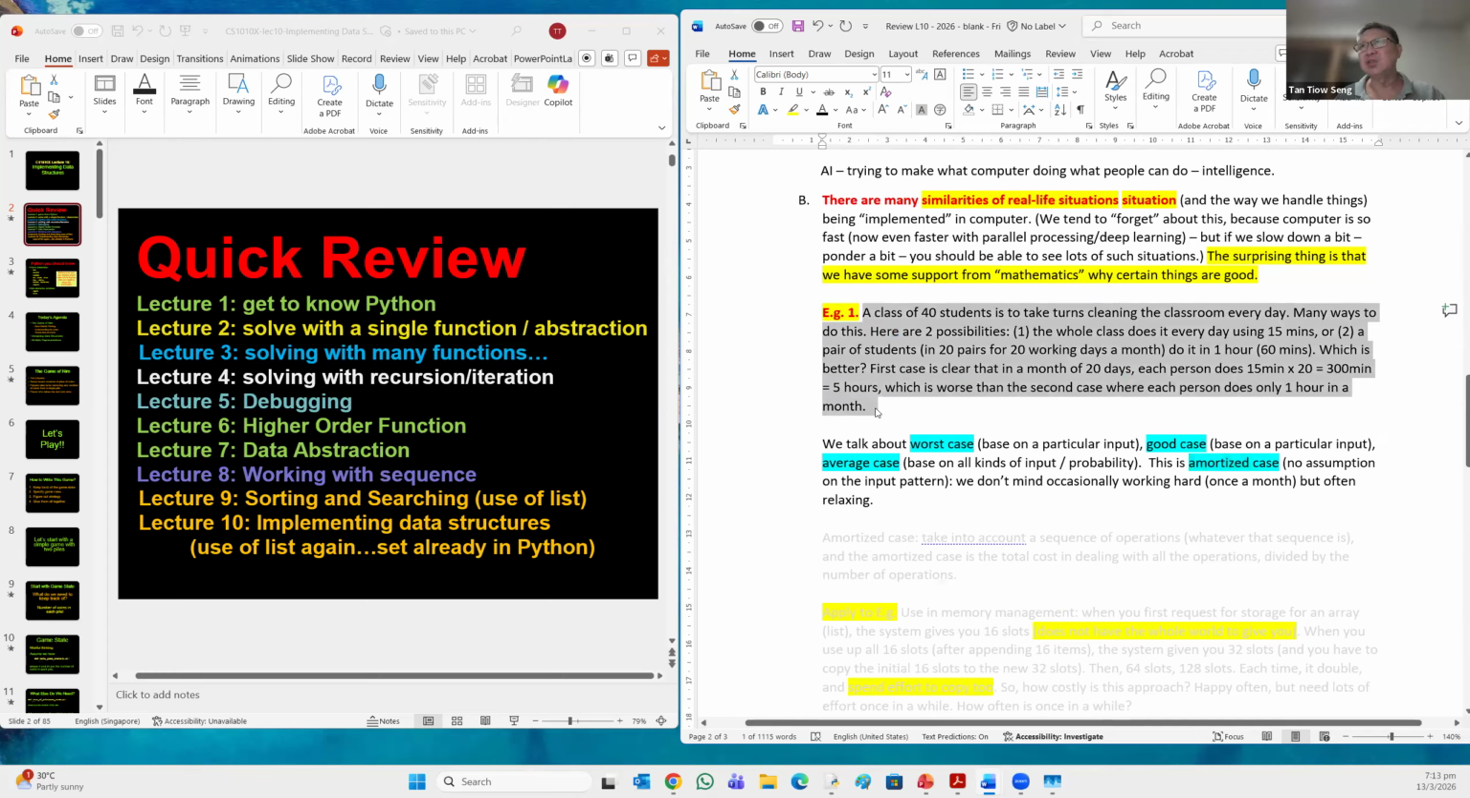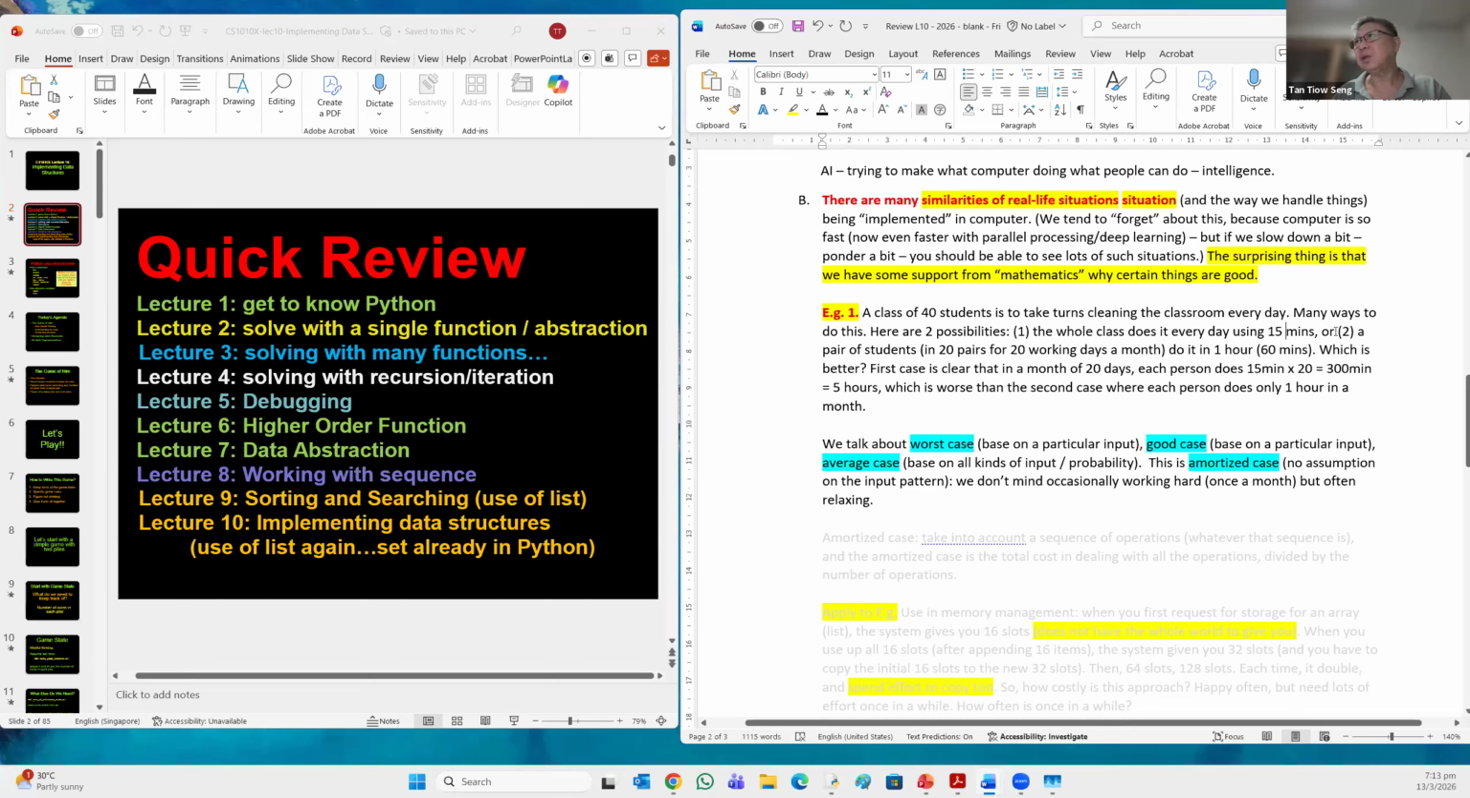Suppose you have a class of 40 students who take turns to clean up the classroom every day. What we can do is that everybody does the work, everybody contributes. So there are two possibilities. The first one is that the whole class does it every day. Then, because there are more people, you may just need 15 minutes. But actually this 15 minutes is a lot of time, because when you have more people there will be more communication, and communication is part and parcel of the cost. You will delay things a little bit.